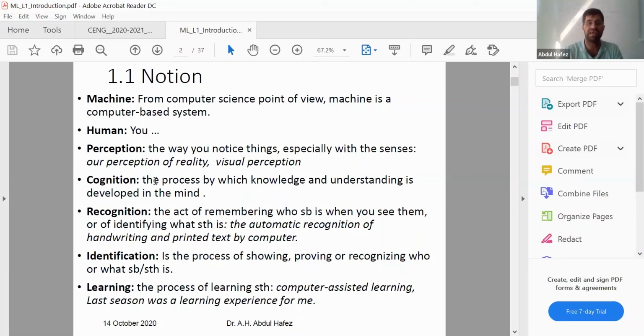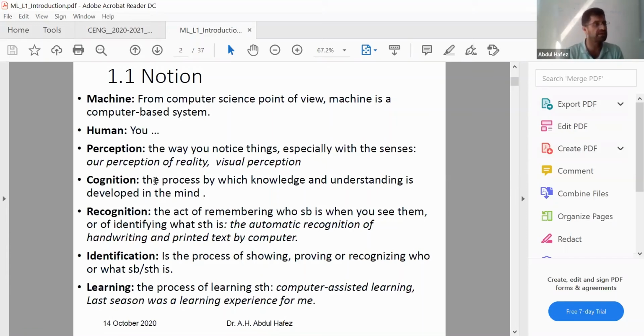So we do something called identification. Identification is the process of showing, proving, or recognizing who or what something is. So we can simply consider identification as something more general than recognition. Recognition is related to the cognition process, to the perception process, but identification is related to systems in general. These systems can be mechanical, electrical, computer-based systems, human-based systems, whatever.